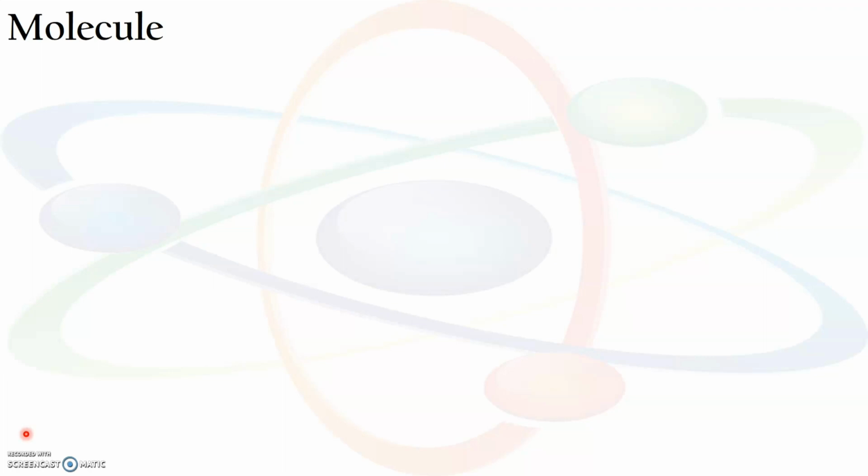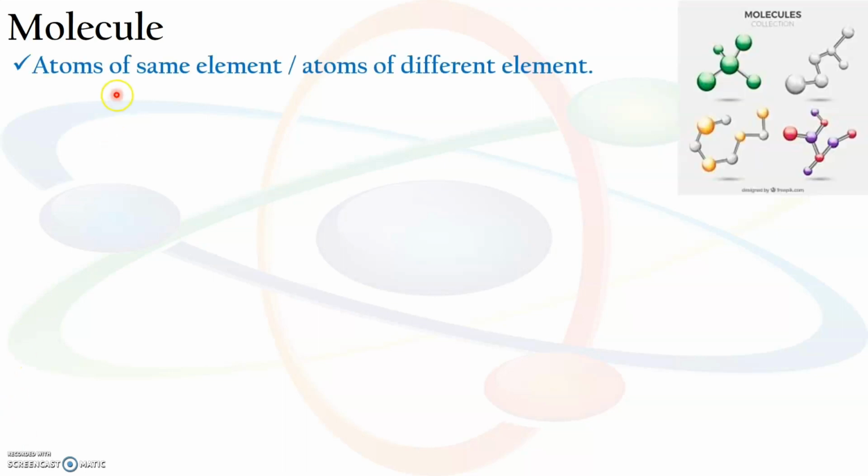As we have already learned in class 6 and also in the last chapter, a molecule is formed by the combination of atoms of the same element, like how you see here in the first case, or by the combination of atoms of different elements, like how you see here in the second case.